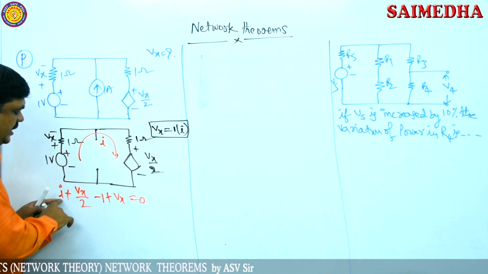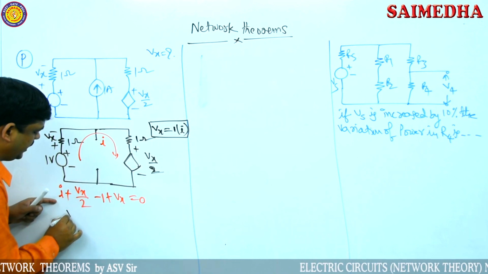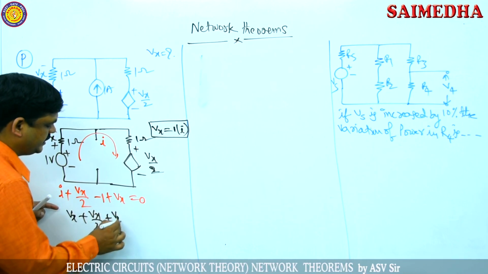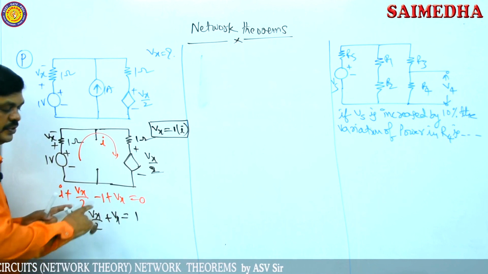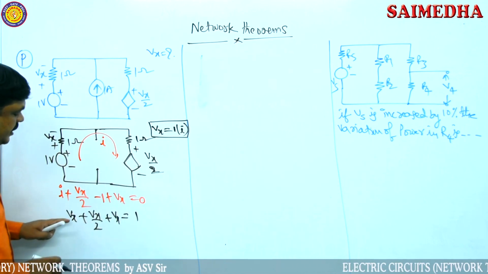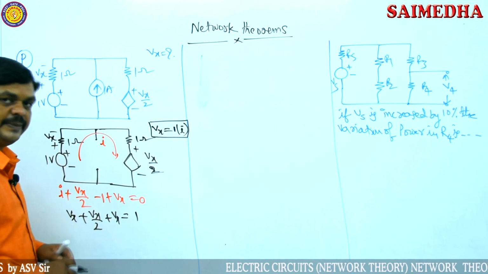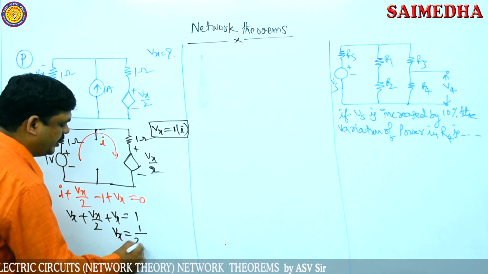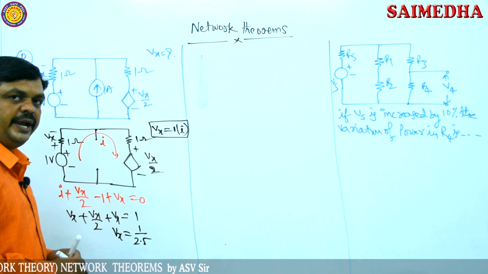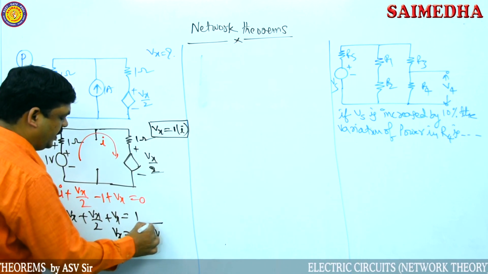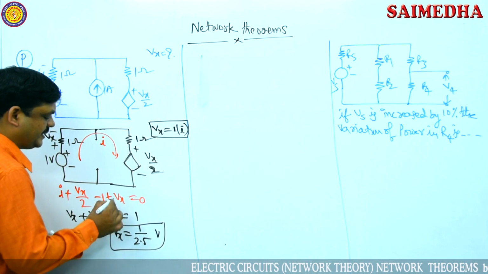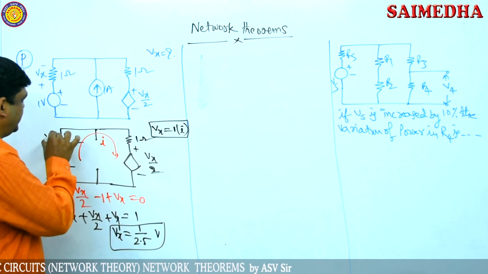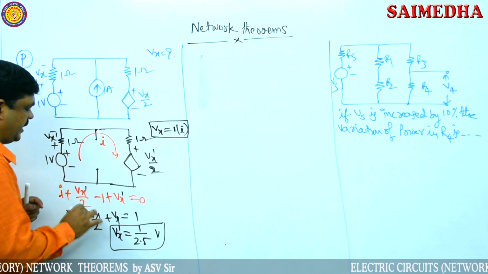Now in this equation replace I with Vx. So I am replacing here: Vx plus Vx by 2 plus Vx is equal to 1. I am writing this minus 1 on this side. Then simplifying, Vx and Vx by 2 and Vx give 2.5 Vx, which gives Vx equal to 1 by 2.5. So this is the Vx value. I am calling this Vx dash, because this is due to the first source. Everything here is written with Vx dash.